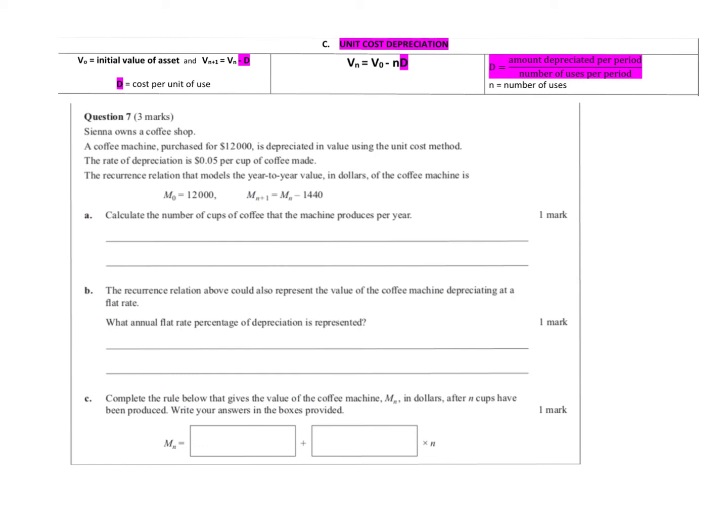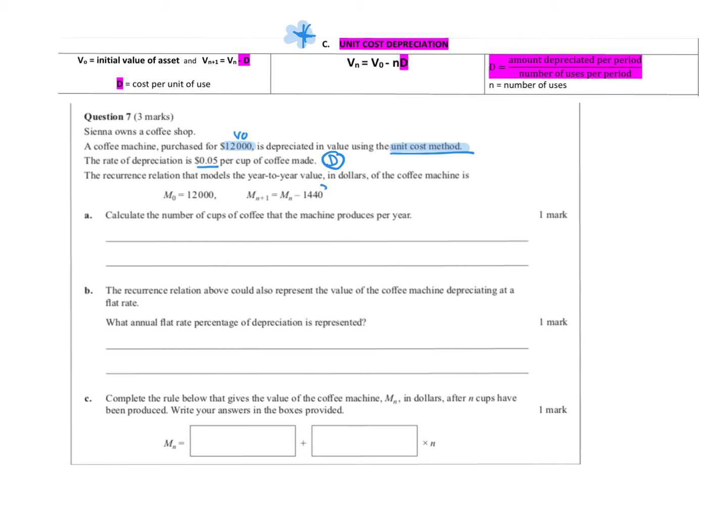Okay, so here's an exam question, and it says, Sienna owns a coffee shop. The coffee machine is purchased for $12,000. So I'd be writing, here's a V0 for me, and it's depreciated using the unit cost method. So I've highlighted that, and I know I'm coming to this part on my formula sheet, so I've gone and found it and dropped it on the top. The rate of depreciation is 0.5 cents per coffee made. So that's the D value there. And the recurrence relation models the year to year value.